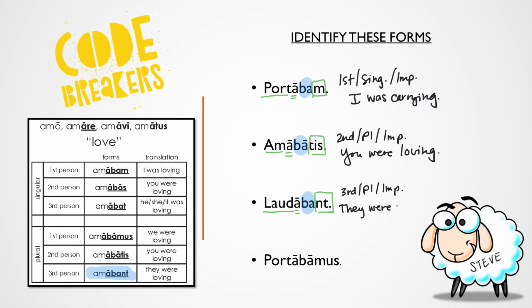Last one, portabamus. It looks like a long word, but us code breakers, we can pick out the pieces. This is why I like to think of Latin as breaking the code, because of all these little pieces that show us so much about our verb. The stem is port, the A is the conjugation identifier, BA stands for imperfect, and the mus is not an animal, but stands for first person plural. So this is a first person plural, imperfect tense verb, which would translate as we were carrying. Sweet.